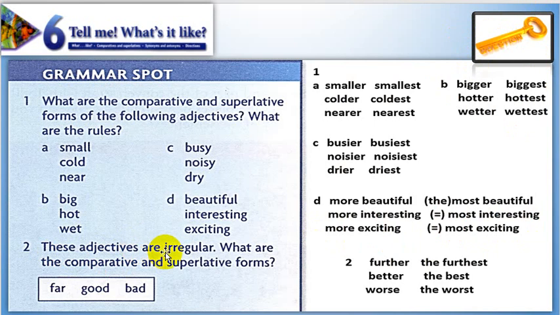Number 2, these adjectives are irregular. What are the comparative and superlative forms? These are the most famous irregular adjectives in comparatives and superlatives. Far, further, furthest, we said. Good, better, the best. Bad, worse, the worst. Here are the question and here are the answers. You should memorize them by heart. Moving on.